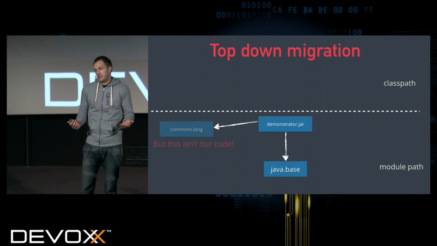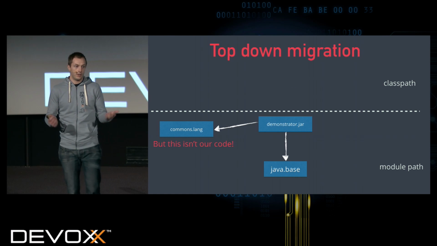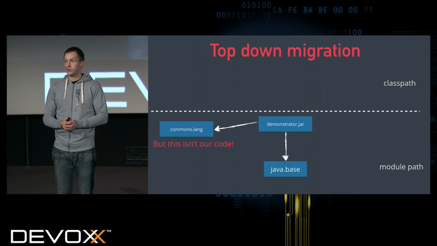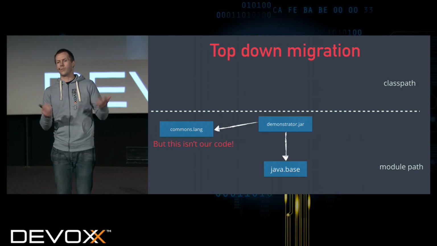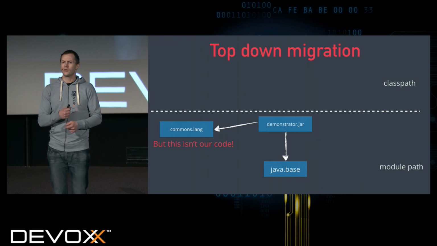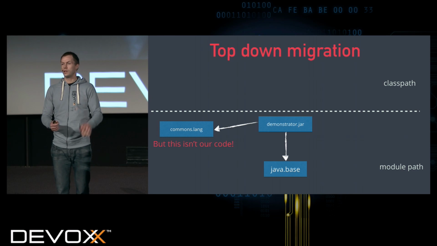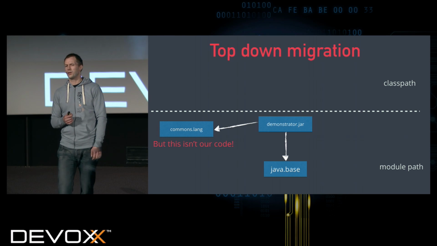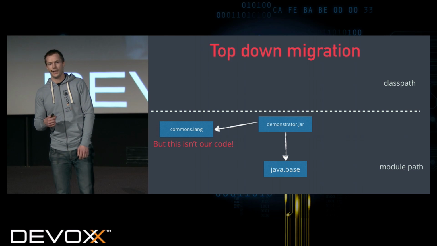The only thing left for us to do is move commons lang to be a module as well. Well, if it's just commons lang, that would be fine, right? I mean, we can actually just clone the source repository, add our module info, and we rebuild it again, and it's all good. But let's go back to our Spring application. We had like 30 dependencies. Do I really want to go into 30 dependencies and add module infos? That doesn't sound right.